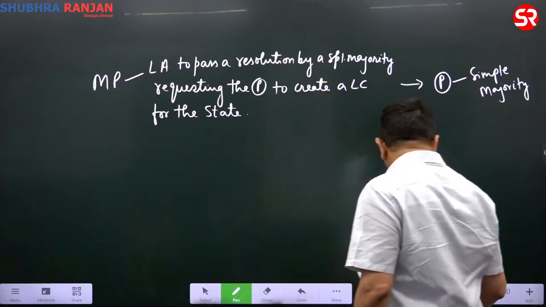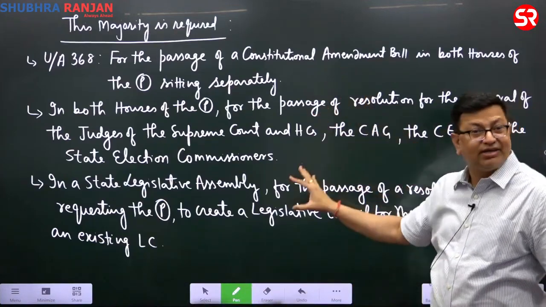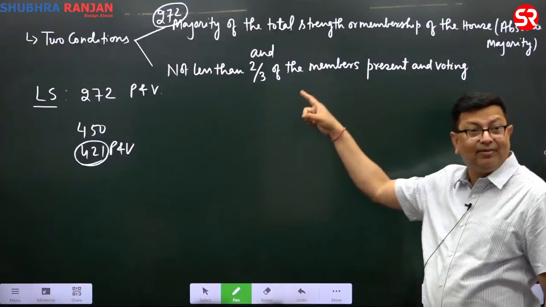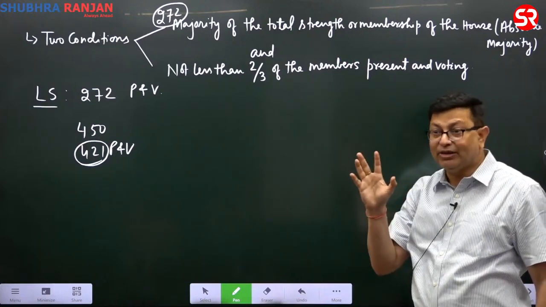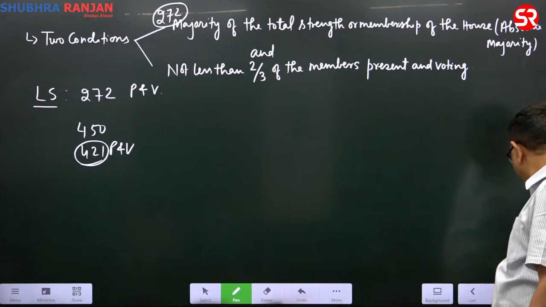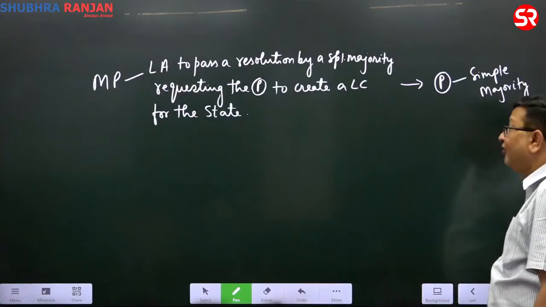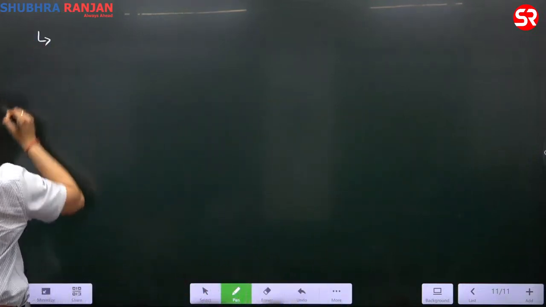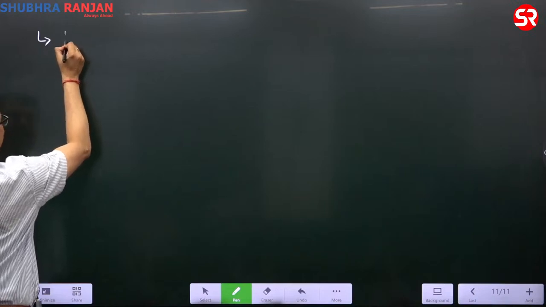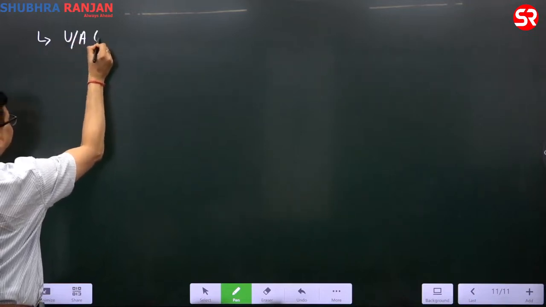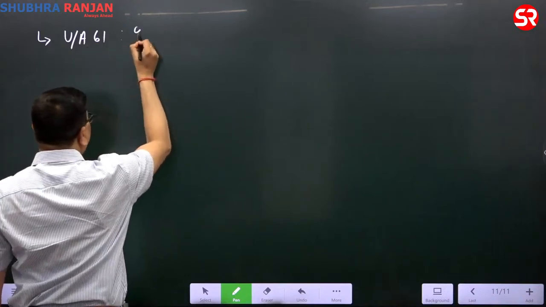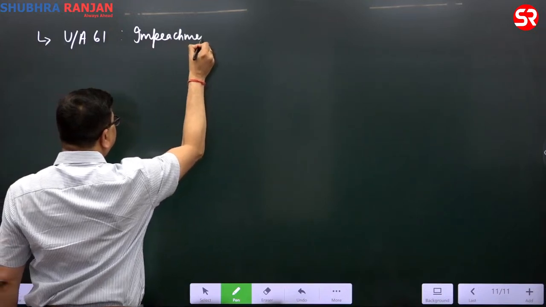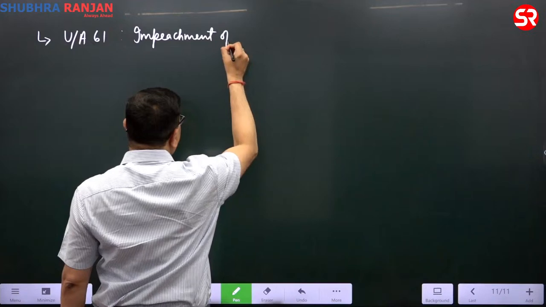So here you see that under these three conditions, the second type of special majority can be used. So it is a tougher majority. Now coming to the third type of special majority. It is under Article 61, for the impeachment of the president.